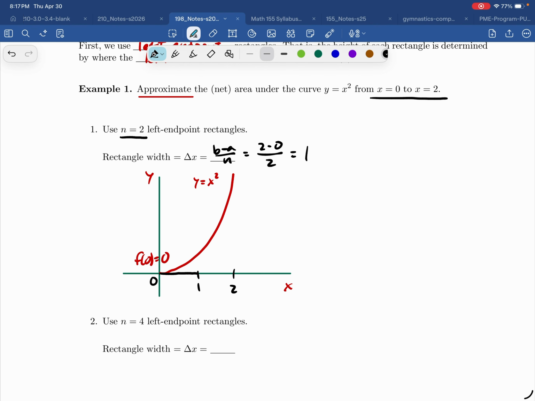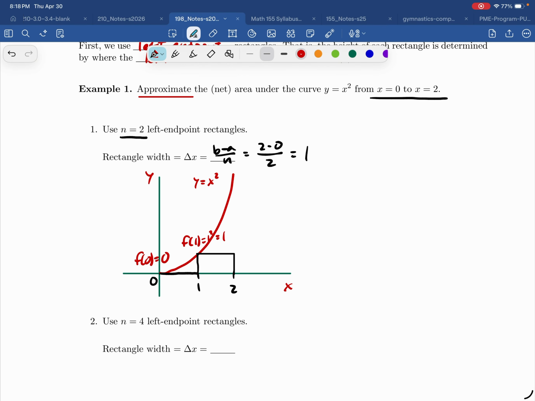Okay? But what about this second rectangle? Well, that actually is a real rectangle. That actually does have some height. Right? There you go. And what is the height? Well, we know that f of 1 equals 1 squared, which is 1. So that rectangle has a height of 1, and actually a width of 1. So its area is going to be 1.